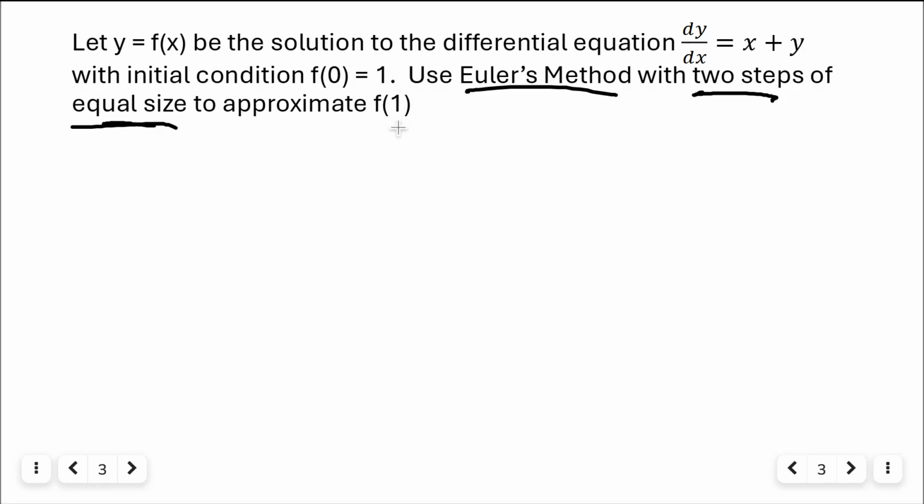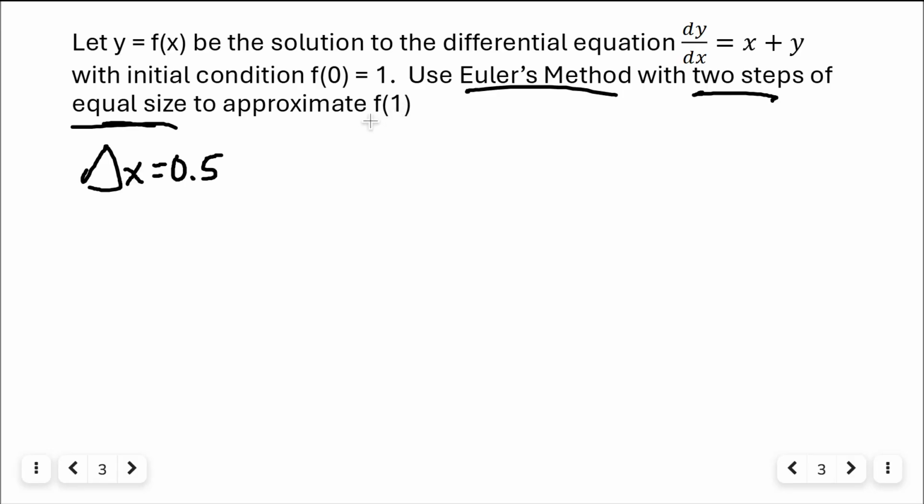So what does that mean for me? If I'm going to take 2 steps of equal size to approximate f(1), I'm starting from x equals 0. I'm going to end up at x equals 1. 2 steps of equal size means delta x would be 0.5, right? So literally, every time I change x, I'm going to change it by 0.5. That way I'll take 2 steps, and I'll end up at 1.